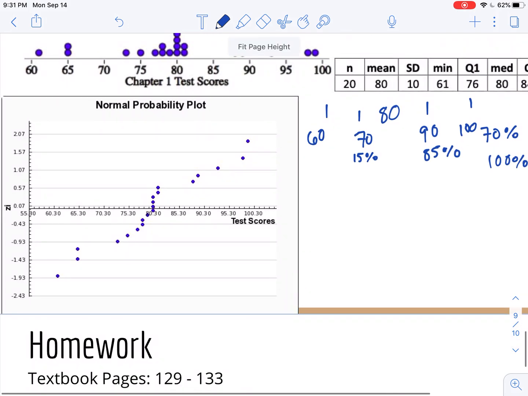I went through and used an internet graphing utility to figure out this normal probability plot. I plotted the test scores and what their percentile is versus what their expected percentile should be. So based on what their percentile is, I found what their expected z-score should be and then plotted the normal probability plot. And we can see here that this really isn't a straight line.